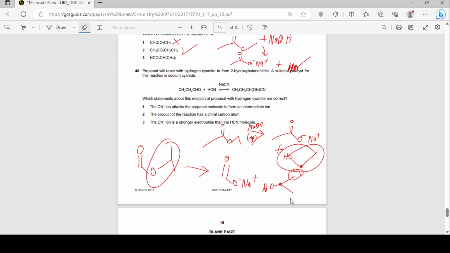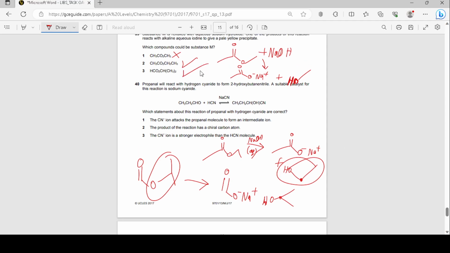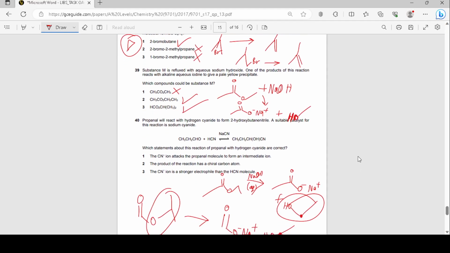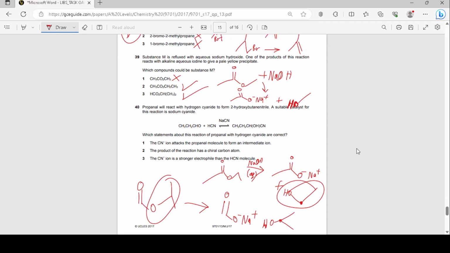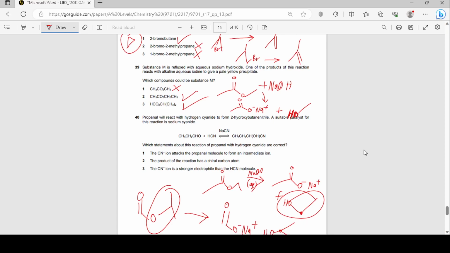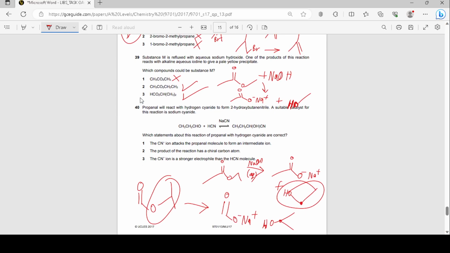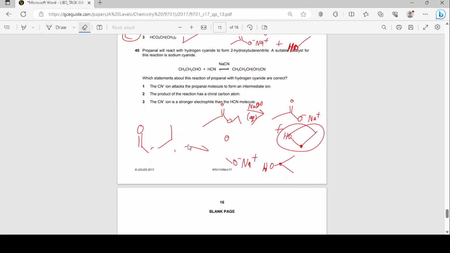Because it's a secondary alcohol with an adjacent methyl group, it will give you a positive iodoform test. Obviously, there are other compounds that give positive iodoform tests as well, mainly methyl ketones, basically ketones that have an adjacent methyl group. So yes, 2 and 3 are right, which means that C is going to be the correct answer here. Now let's look at question number 40, and I hope all of that made sense.